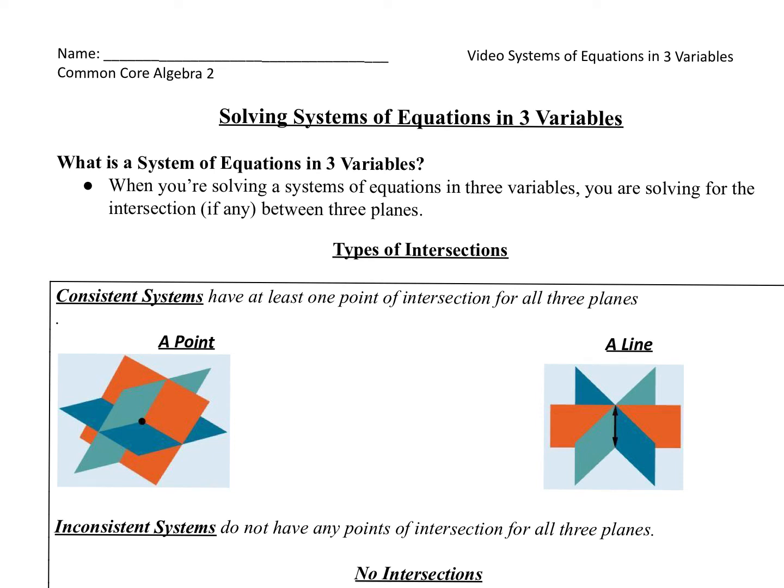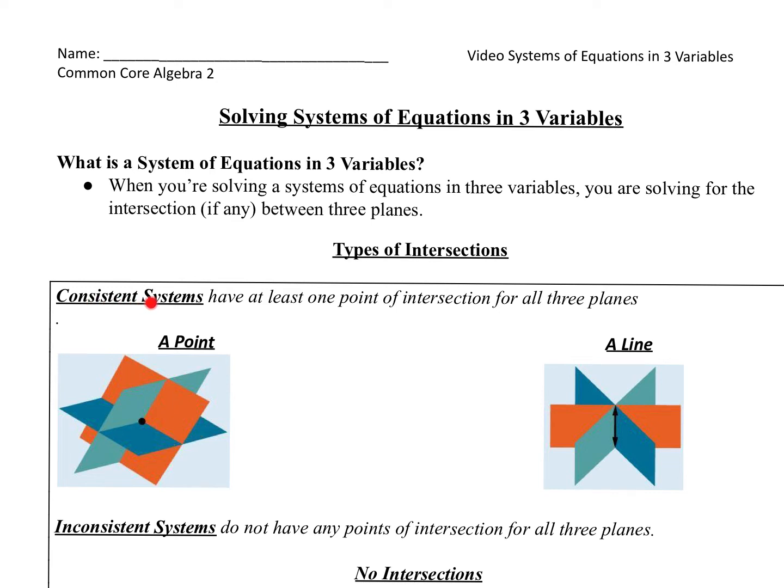Hi everyone. In today's lesson, we're going to talk about solving systems of equations in three variables. What you're actually doing when you're solving this type of system is solving for the intersection, if any, between three planes. Now, I want you to think of a plane as a square or a parallelogram. So this is a plane, right? This orange one, and then this green one is a plane, and then this blue one is a plane.